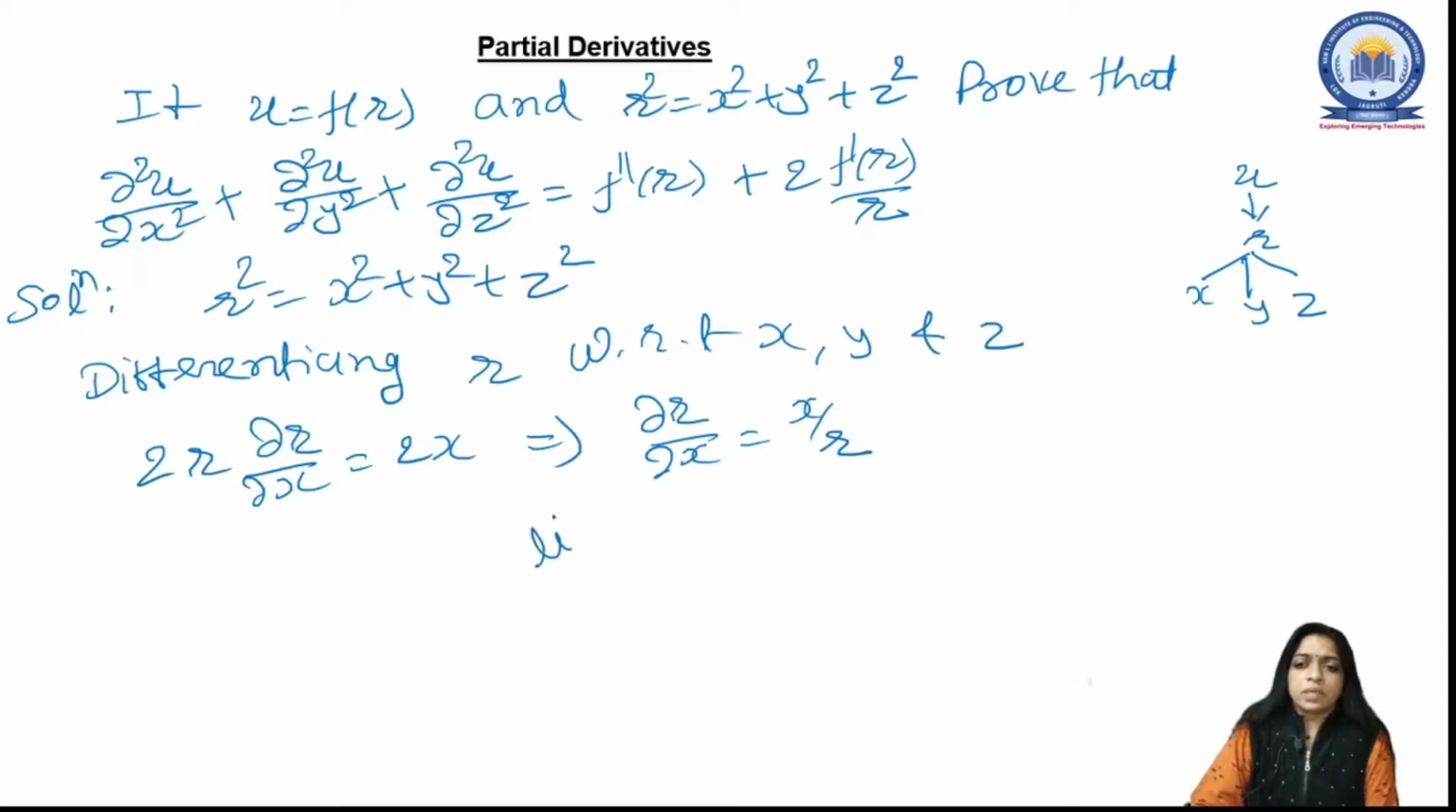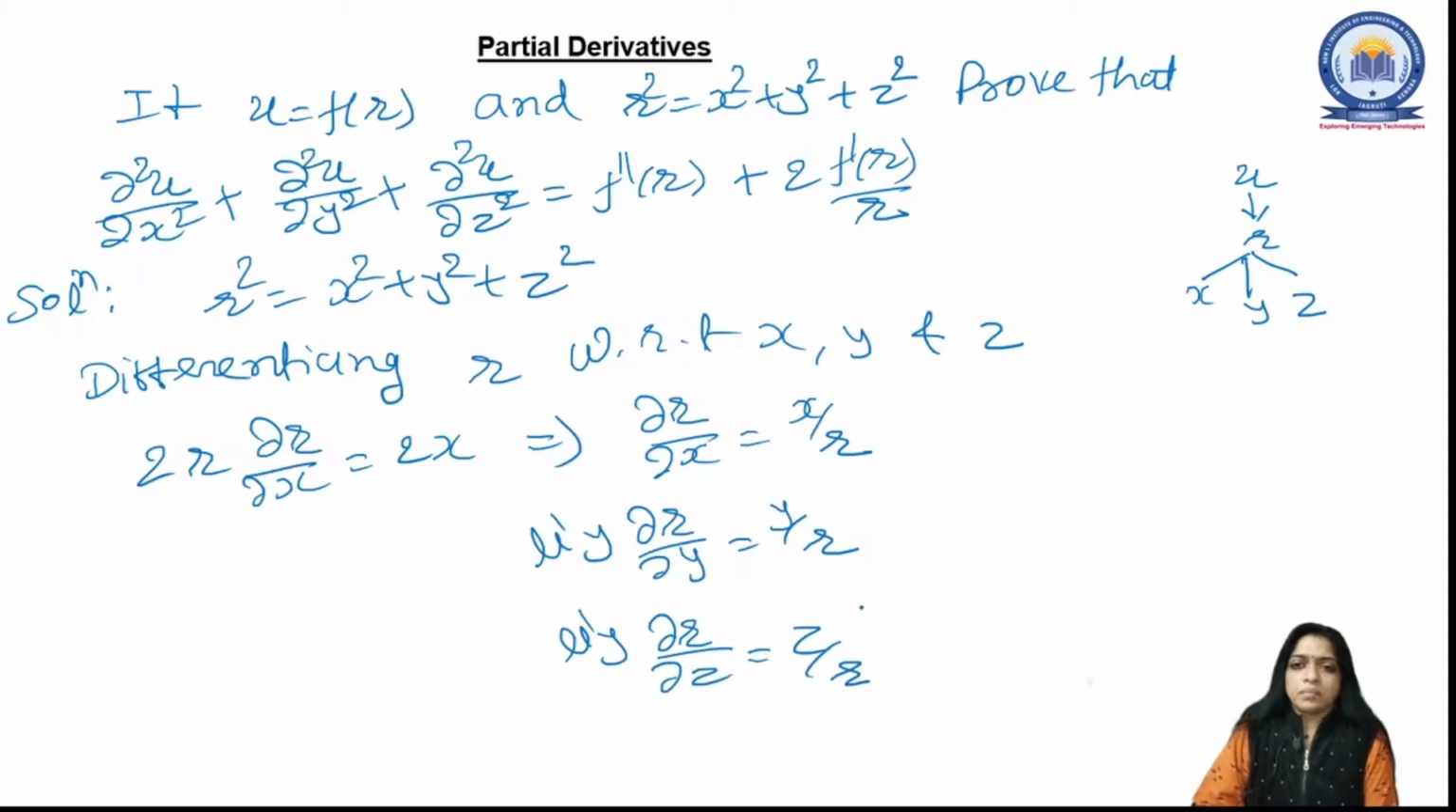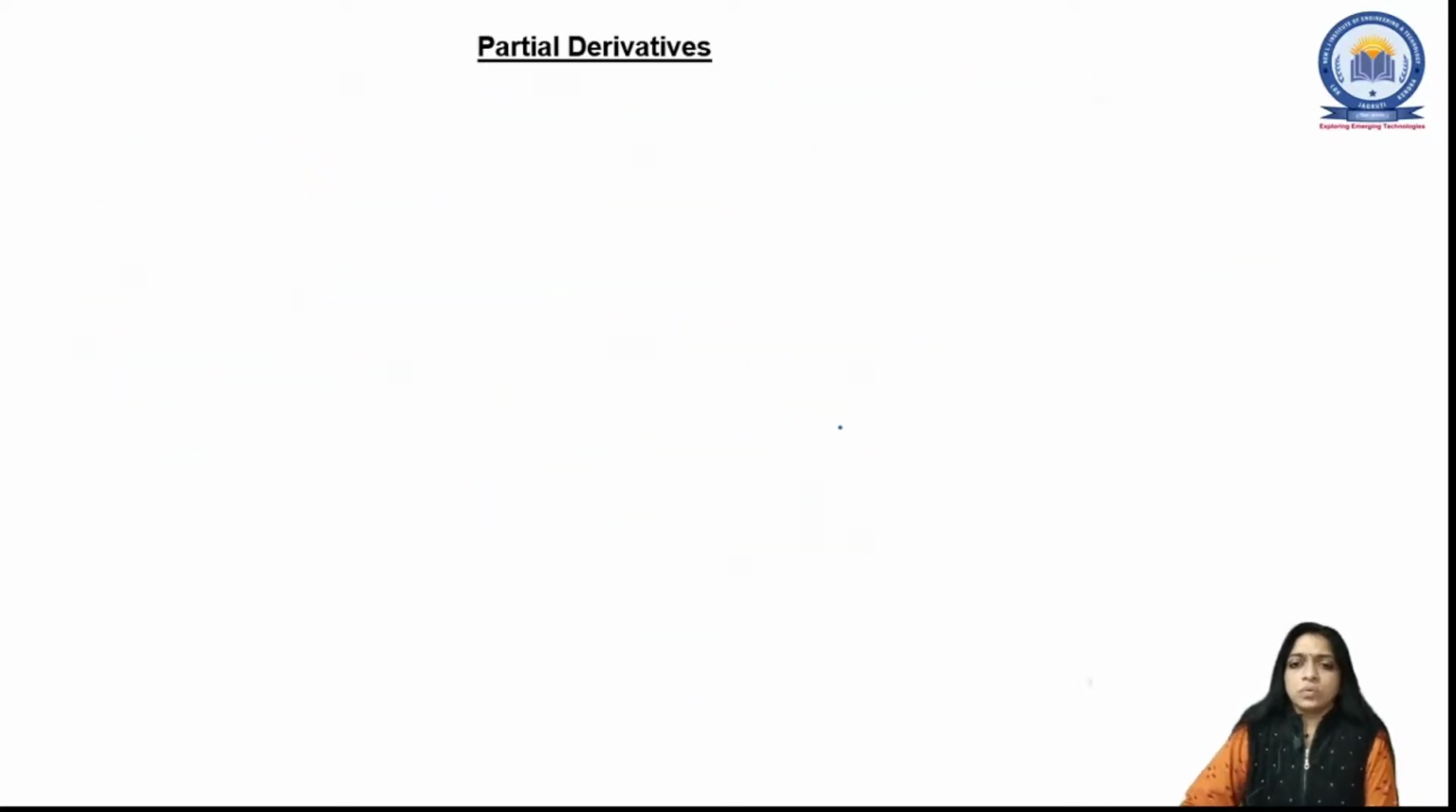Similarly, del r by del y is y by r, and similarly del r by del z is z by r. Okay, so these are the values of del r by del x, del r by del y, and del r by del z. Now I am starting the derivative of u with respect to x.